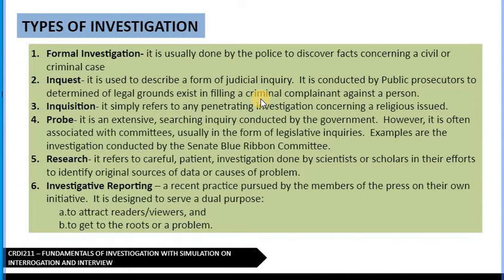Kailan? Yung inquest procedure? When at the time of warrantless arrest. Di ba? Nagkakaroon tayo ng inquest. So, anong mangyayari doon, ma'am? It is conducted, sabi nga niya, by the public prosecutor to determine legal grounds. Di ba? Legal grounds in filing a criminal complaint against a person.